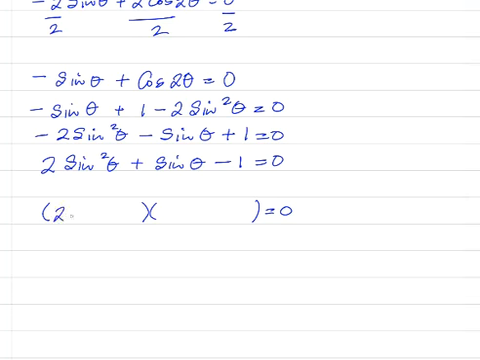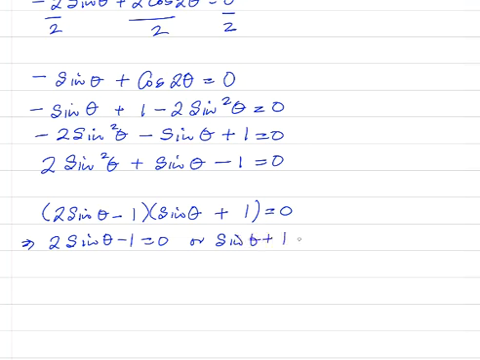So I have 2 sine theta, sine theta. Obviously, you're going to have 1 and 1 here. One of them has to be plus. I'm guessing this is plus, and the other one minus. Alright, I think that this is correct: 2 sine theta minus 1, sine theta plus 1. Yeah, this is correct. Therefore, 2 sine theta minus 1 is equal to 0, or sine theta plus 1 is equal to 0. So sine theta is equal to a half, or sine theta is equal to minus 1.